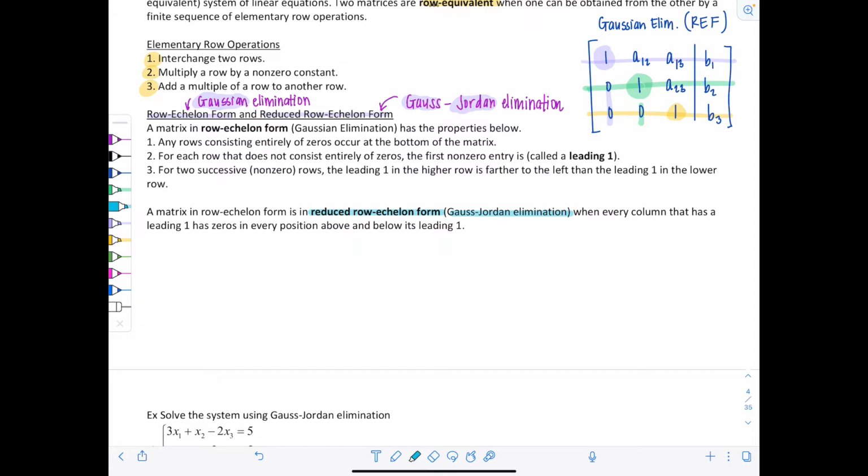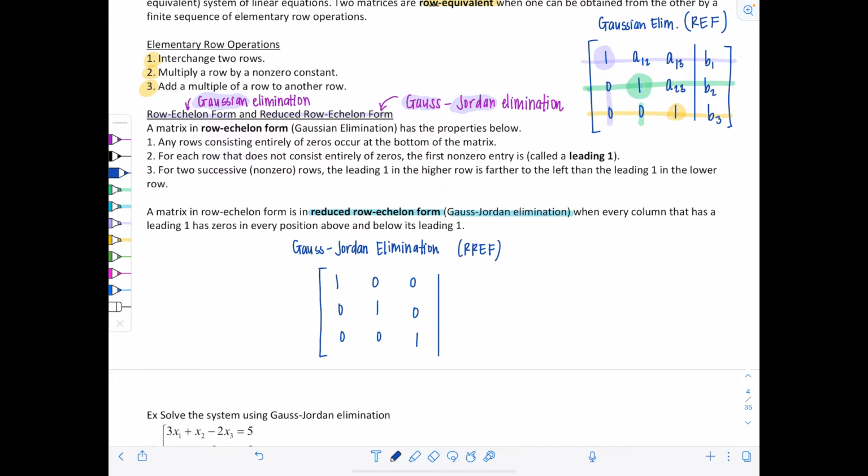So basically, it's fully diagonalized. So here's what it would look like if you took that same matrix, a 3 by 3, and used Gauss-Jordan elimination. So you put it in reduced row echelon form. Then it would look like this: 1 0 0, 0 1 0, 0 0 1, and then you have B1, B2, B3, like that. And this is when we say you fully have diagonalized your matrix.